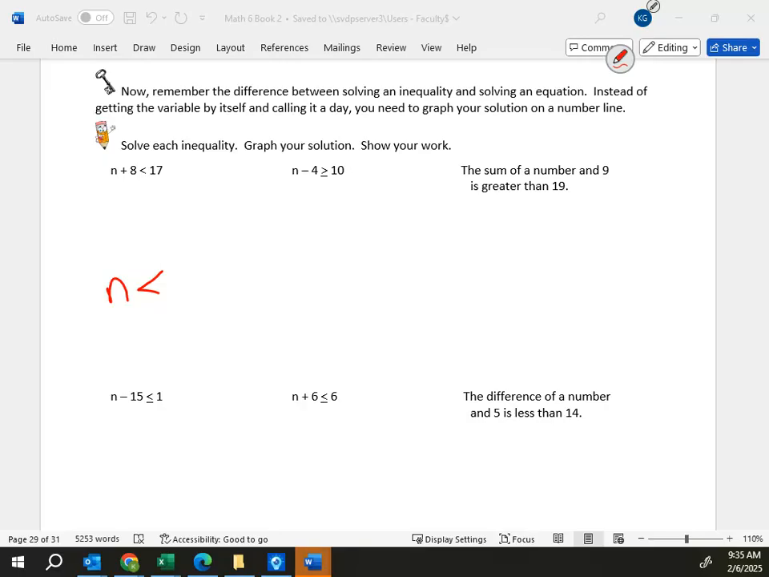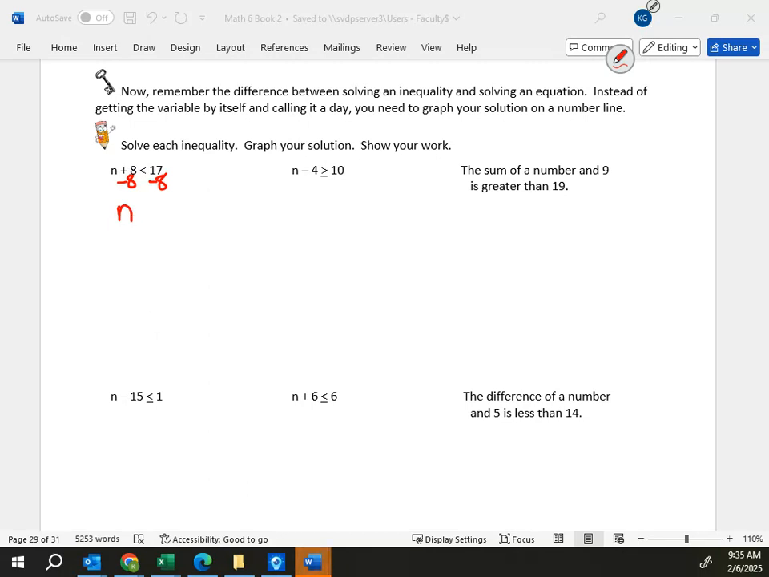James? 20. Nope. 8. Because we want n by itself. Right now it's n plus 8 is less than 17. What math do we have to do to figure out what our n is? Same thing we did up top. Subtraction. Yeah, because we're adding 8, we want to subtract 8 from both sides. So 8 minus 8 is 0, which leaves n by itself.